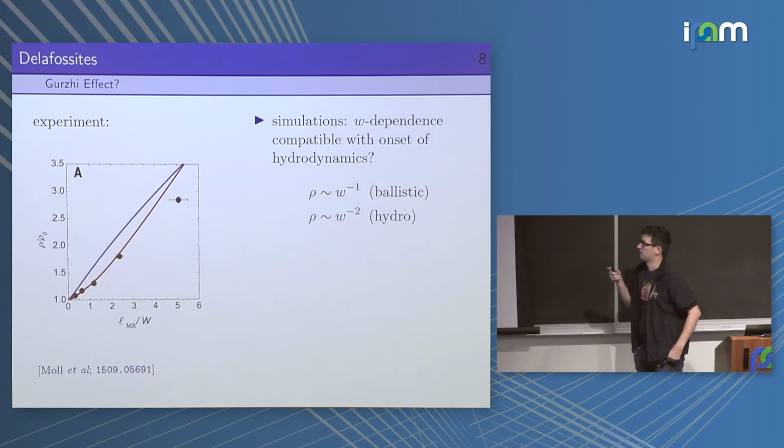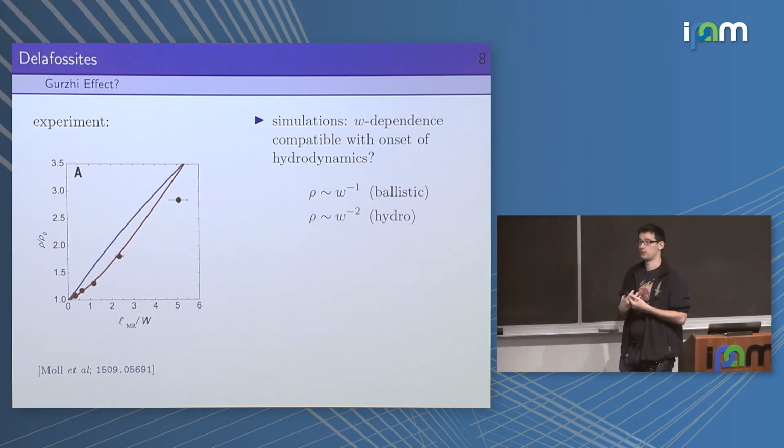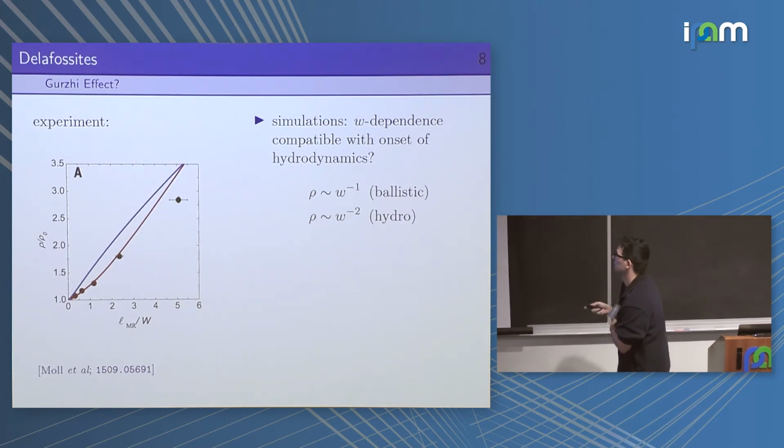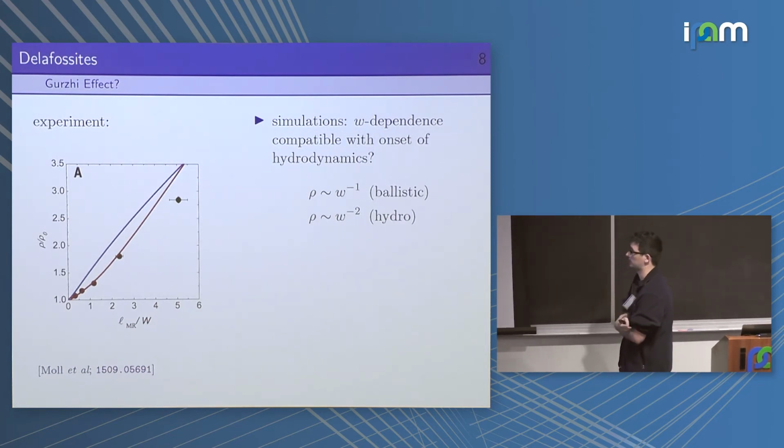Now, if we go back a few slides, we can ask, what do we predict? Okay? And we would predict that rho is linear in 1 over W if you have ballistic transport, and is 1 over W squared if you have viscous hydrodynamic flow.